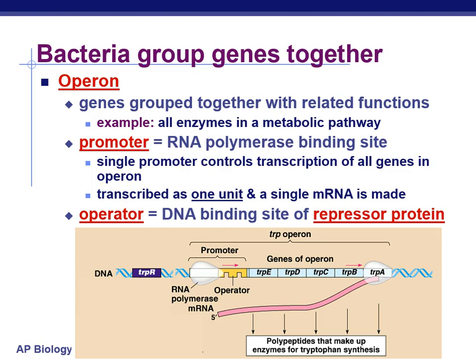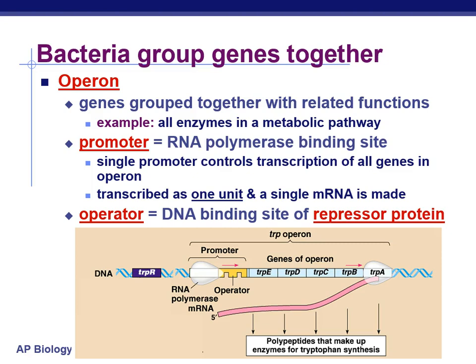And if we group all of our genes for a metabolic pathway in basically the same area, then we only need one promoter to control the transcription of all those genes in that operon. So they can all be transcribed as one single mRNA unit. The operator is the actual DNA binding site of a repressor protein. A repressor can block transcription so that you don't make those proteins.